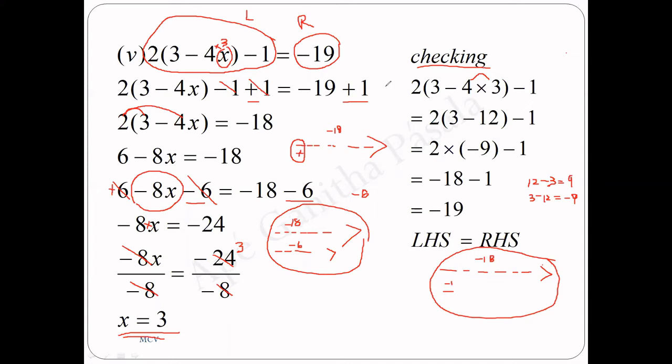So you got the left hand side now. When you got the left hand side, the answer was minus 19. What about the right hand side? Right hand side also minus 19. So LHS equal to RHS. If LHS equal to RHS, you can decide that your answer is correct. Okay, your solution is correct.